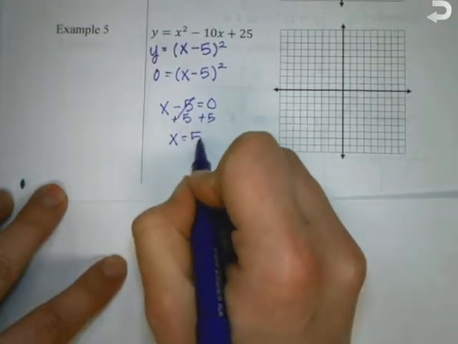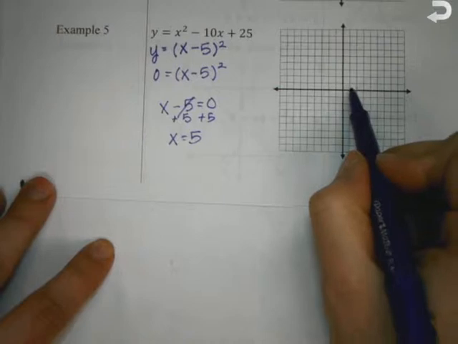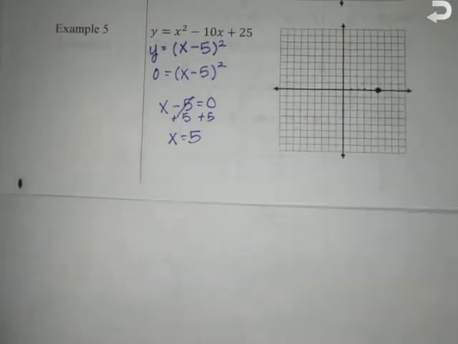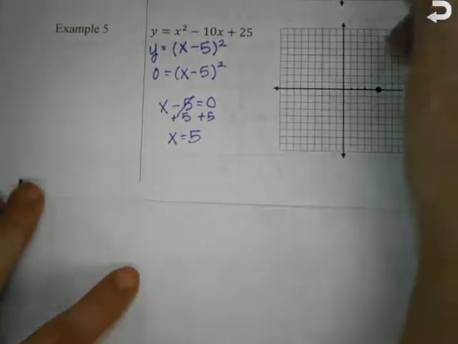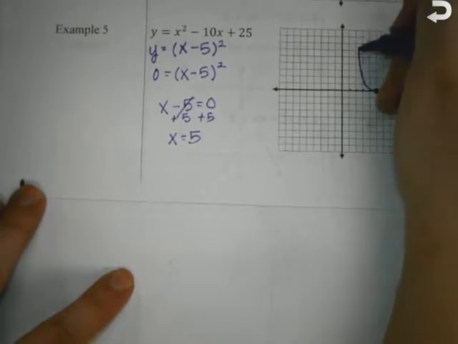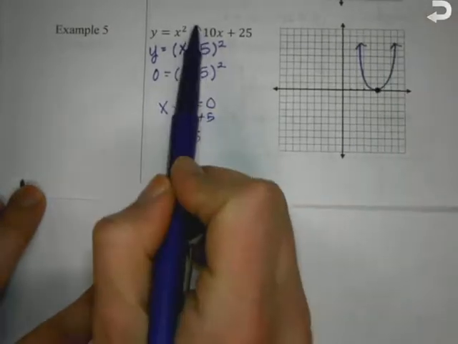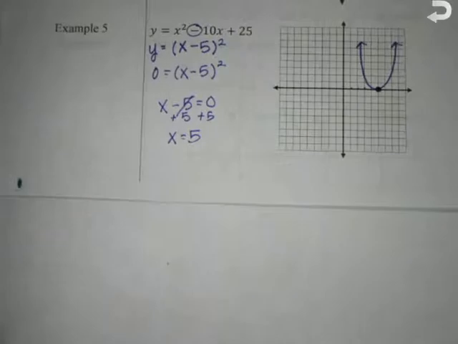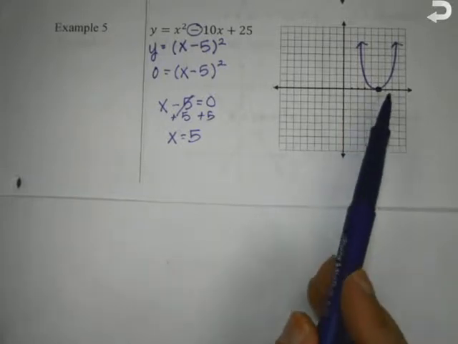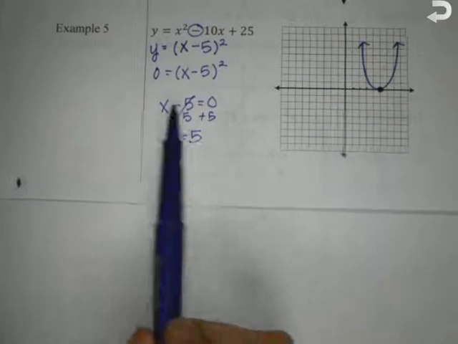And is this one opening up or down? Up, because that middle term is negative. So what do you guys think about when it factors as a perfect square trinomial? It's always only going to touch how many times? Once. Okay? So if you can factor it and it's a perfect square trinomial, it's only going to touch the x-axis once.